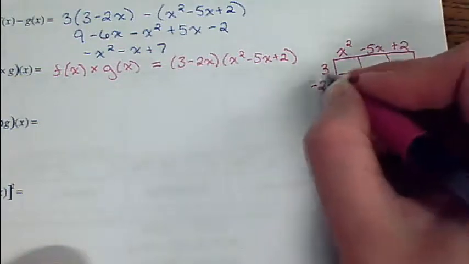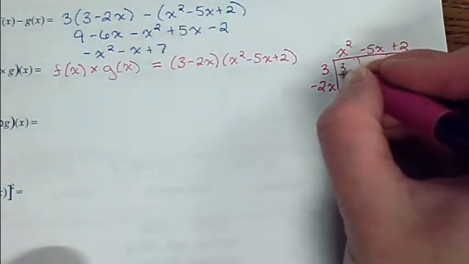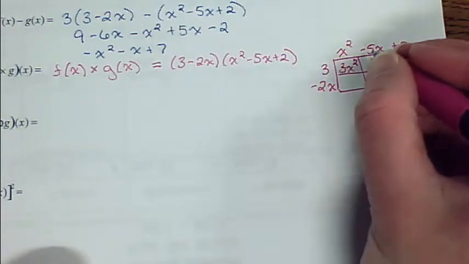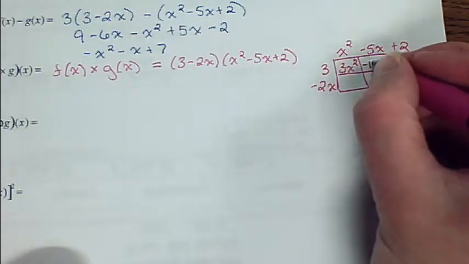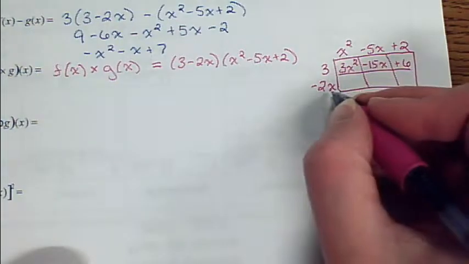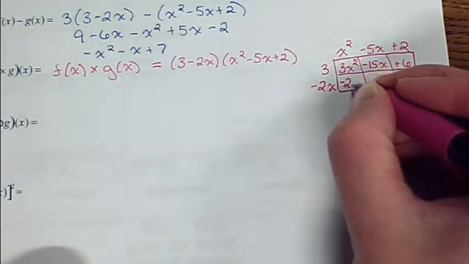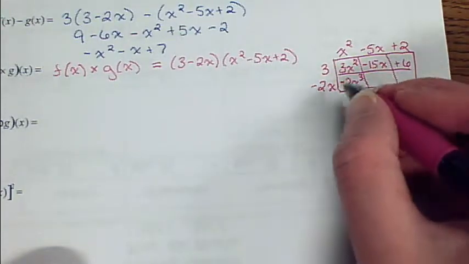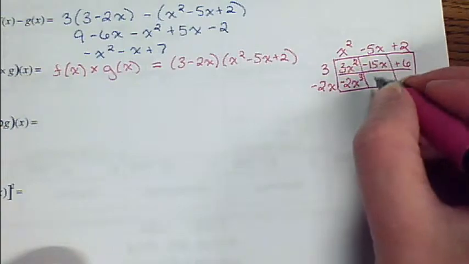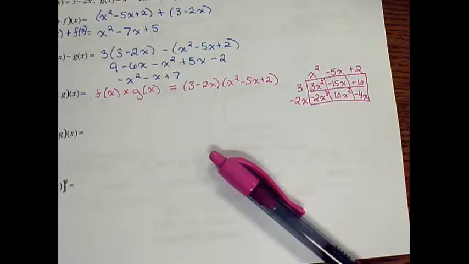3 times x squared, so we're just distributing the 3 to each of these 3 terms. 3 times x squared is 3x squared. 3 times negative 5x is negative 15x. And 3 times 2 is 6. Negative 2x times x squared gives me a negative 2x cubed. Negative 2x times a negative 5x gives me a positive 10x squared.